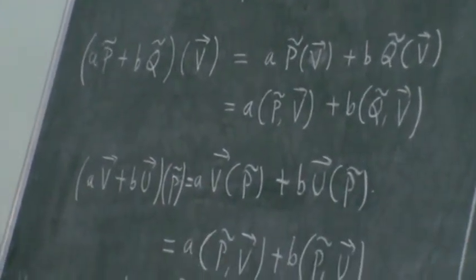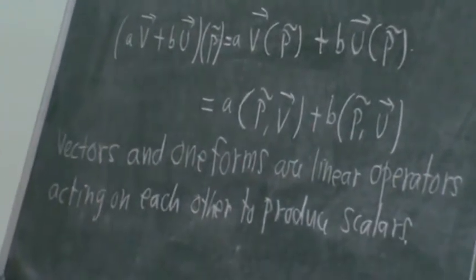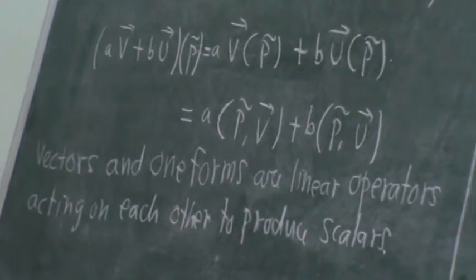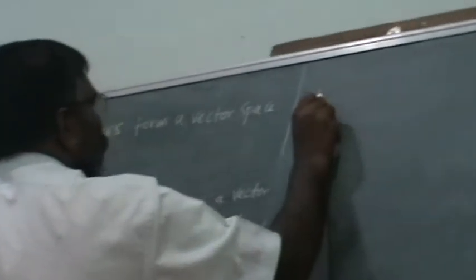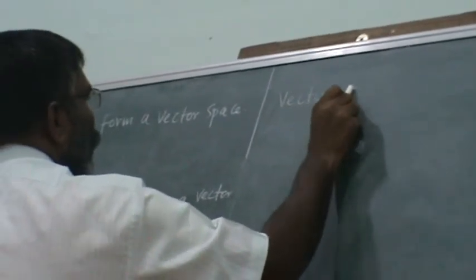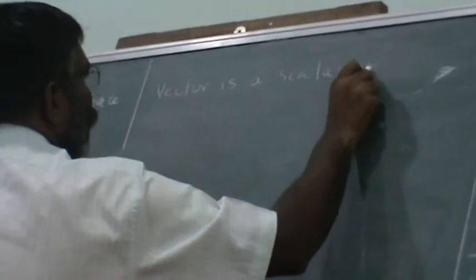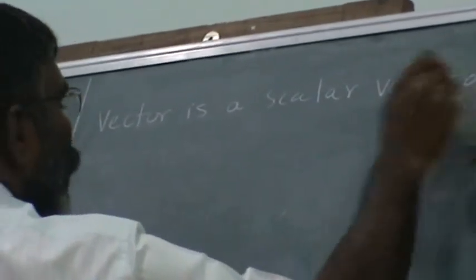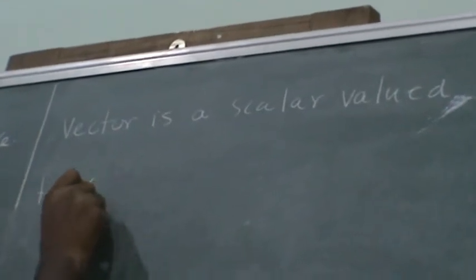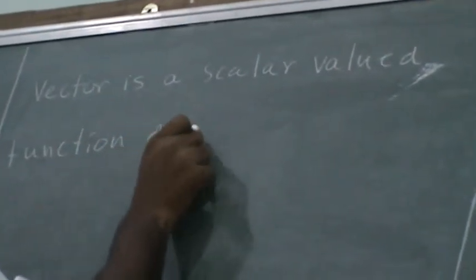Which means we can say that the vector... this essentially means, I want you to understand the isomorphic nature of these two quantities. So a vector is a scalar valued function of the one form.